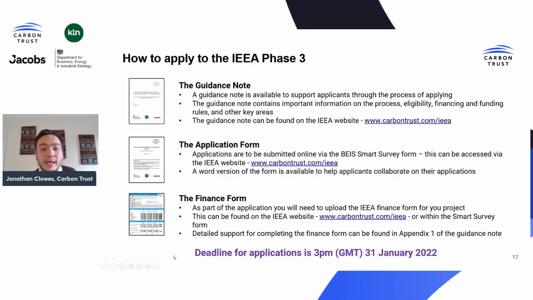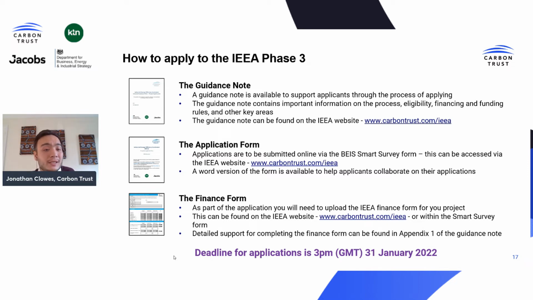So on the next slide, I just wanted to highlight to you some of the specific documents which are there to help you apply. You'll find all of these key documents on the IEA website, along with a few other additional ones that are there to support your application. Firstly, the guidance note. We prepared this to make sure the application process is as clear as possible and to really help companies prepare the best application they possibly can. It includes information on the application process itself, eligibility, finance and funding rules. Please do read this carefully as it is a very important document and contains a lot of really crucial information.